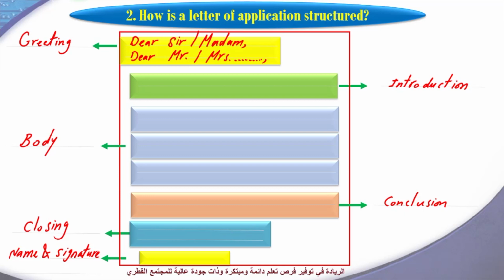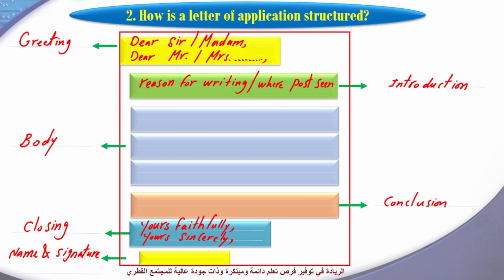So if you didn't know the one you write to, you write "Dear Sir, Madam," and at the end you have to write "Yours faithfully." But if you know him, you have to write "Dear Mr. So-and-so" or "Mrs. So-and-so." And then you write "Yours sincerely." In the introduction, you have to mention the reason for writing, why you write such a letter. And you have to identify where you have seen the advertisement for the job that you're applying for.